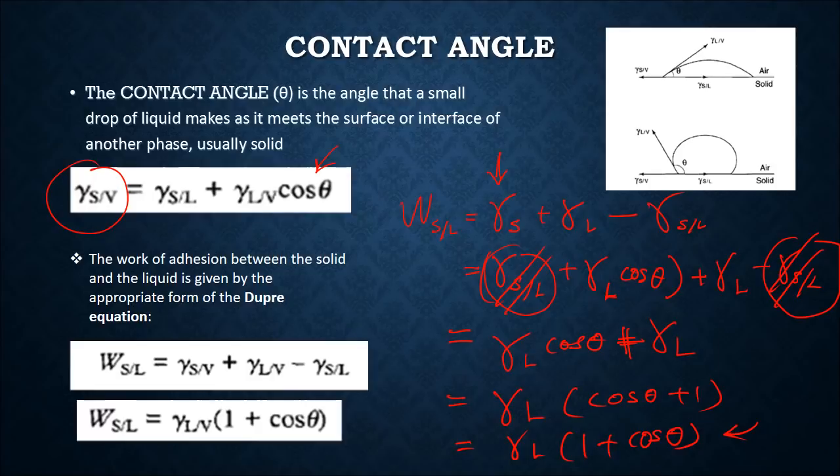With this formula, if you are given the work of adhesion between a solid and liquid, and also the surface tension of the liquid, then you can calculate the contact angle straight away. Or if you are given the contact angle and the surface tension of the liquid, then you can straight away calculate the work of adhesion.